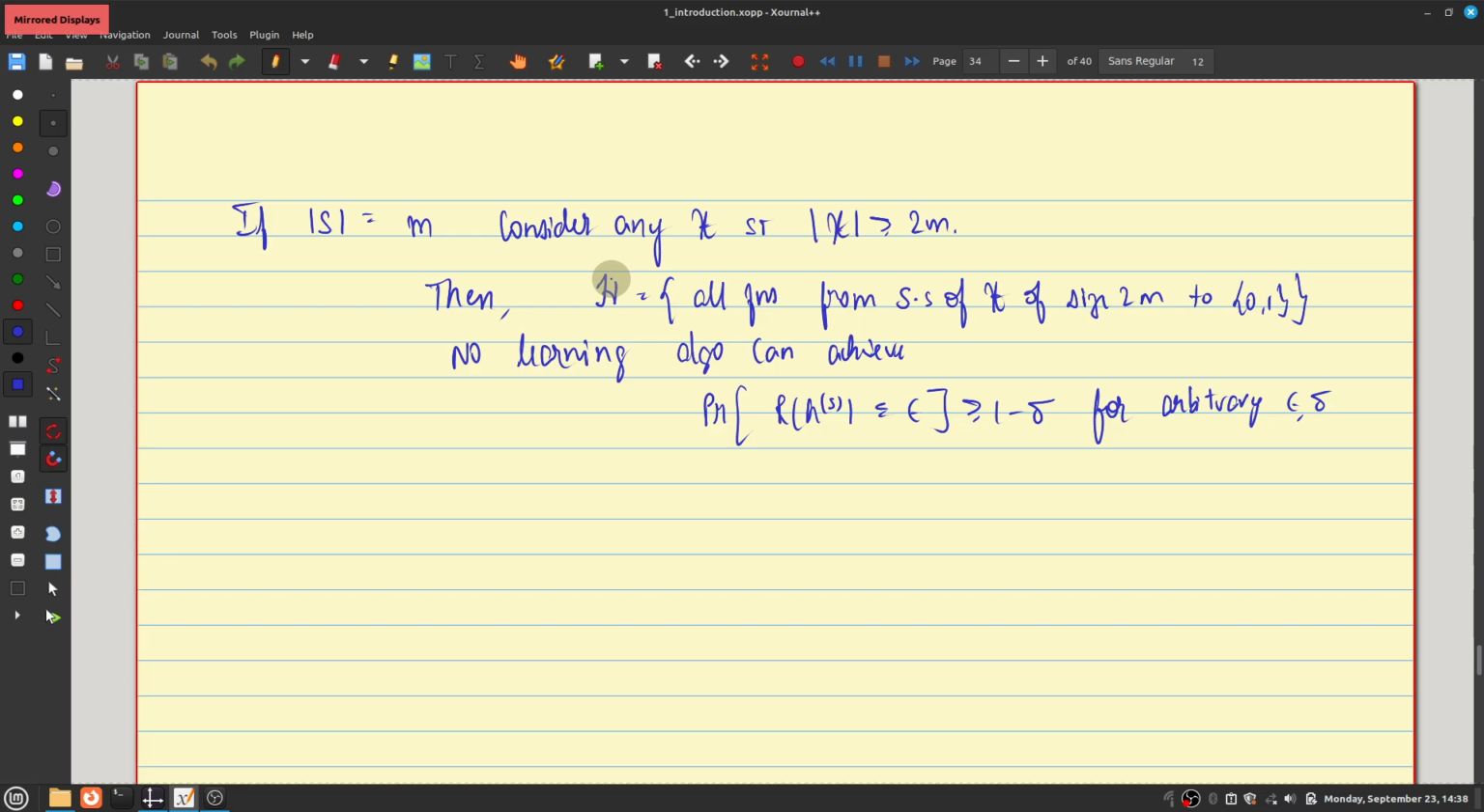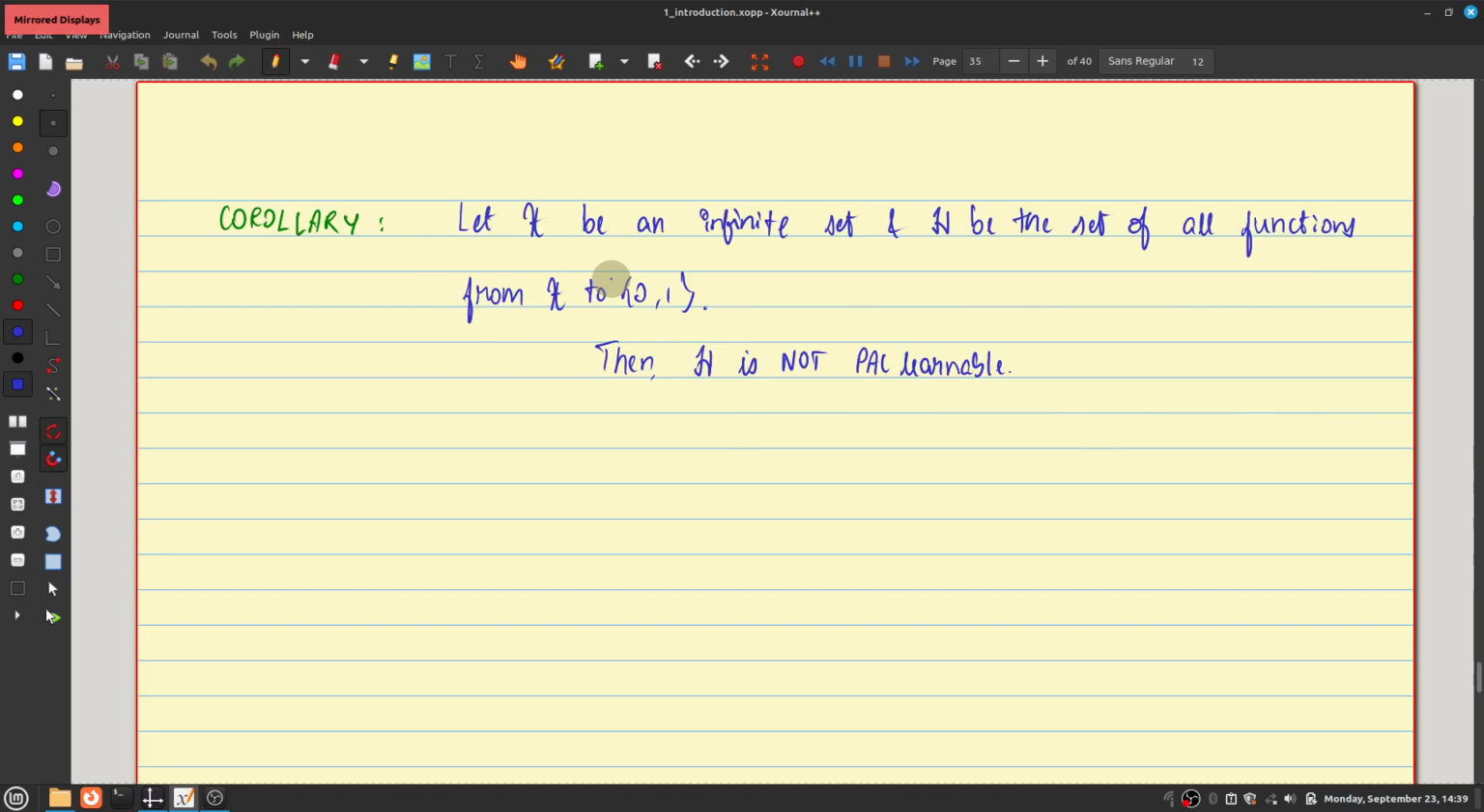This seems like we're not sure how this can be used, but we'll see in a little while how this can be used to tell us whether a particular hypothesis class is PAC learnable or not. But directly using this, we can show that if X is an infinite set and H is the set of all functions from X to 0, 1, then H is not PAC learnable.